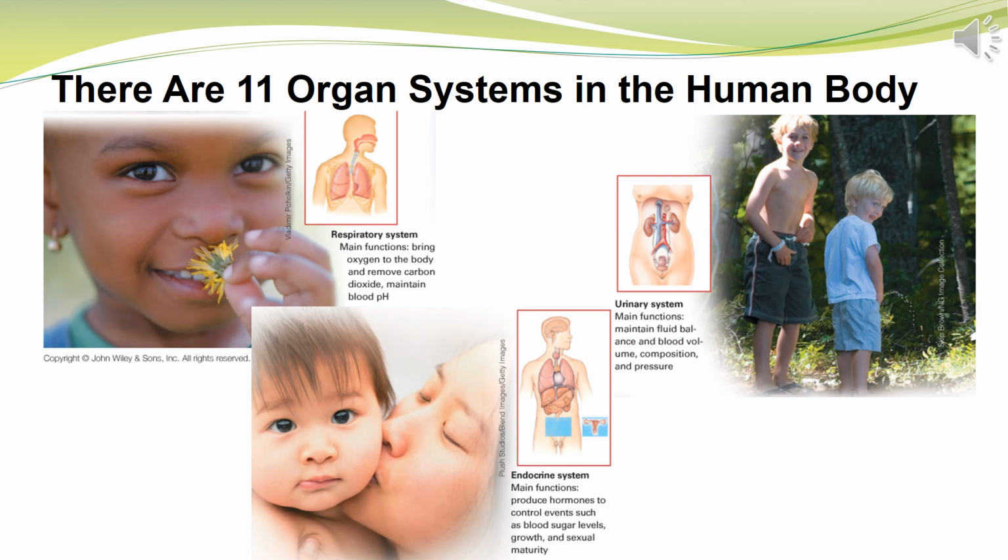We're not going to cover the endocrine system. We're going to talk about it when we cover all the other organ systems, though, because it has a role in all other organ systems. And the main functions of this system are that it produces hormones, which control events such as blood sugar levels, growth of an organism, and the growth of an organism to where it's sexually mature.